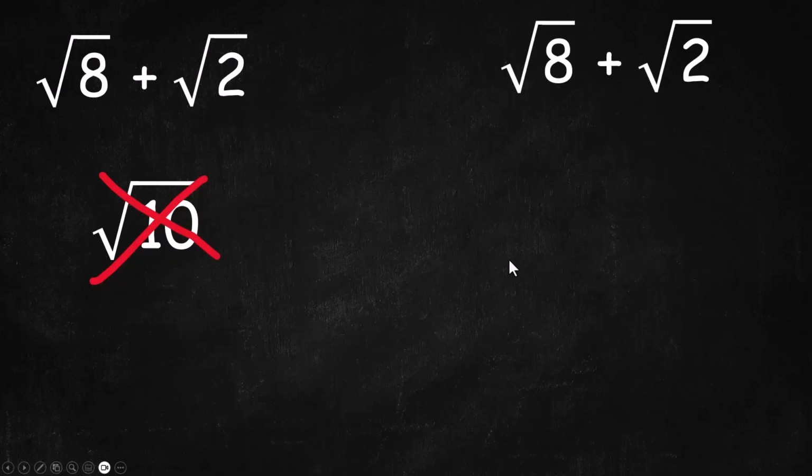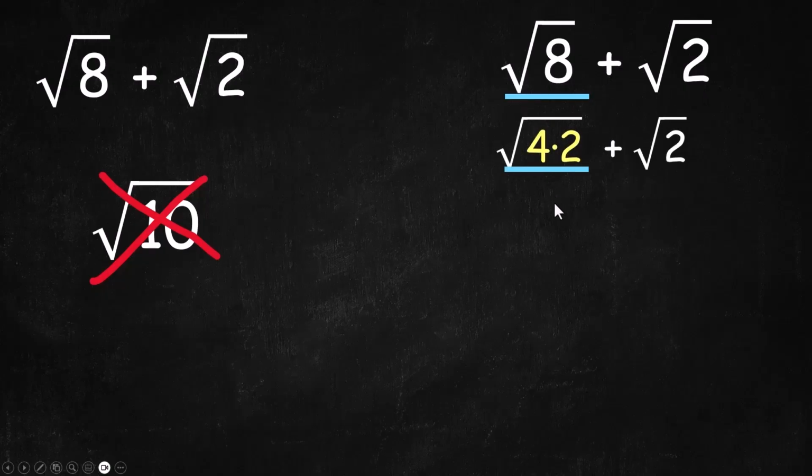Let's do it again. This time let's do it the way you're supposed to do it, because there is a property that says you cannot add square roots unless they have the same radicand. So I got to change this square root of 8. I got to see if I can simplify this at all. I can't do anything with the 2, but with the 8, I can call it 4 times 2. And then I can take this and break that up into 2 square roots that were multiplied together.